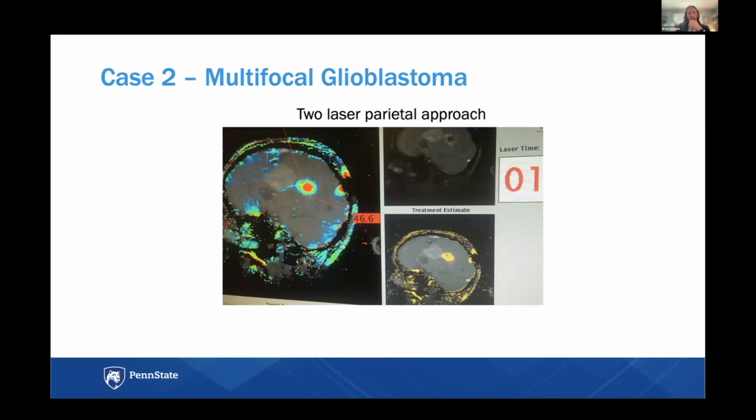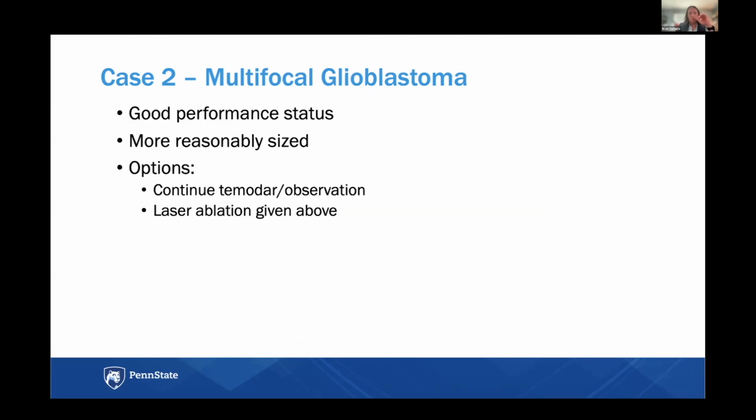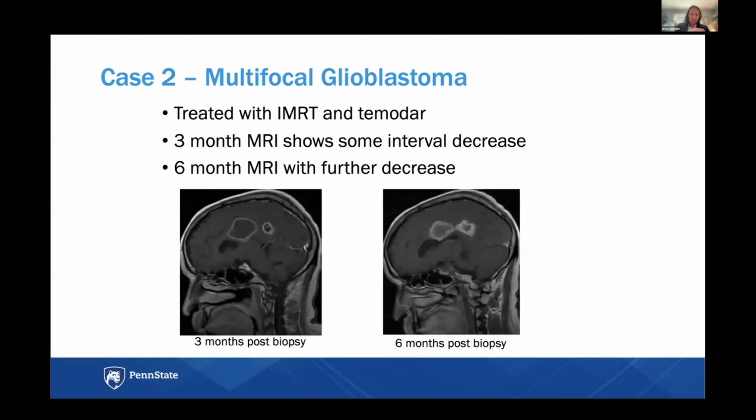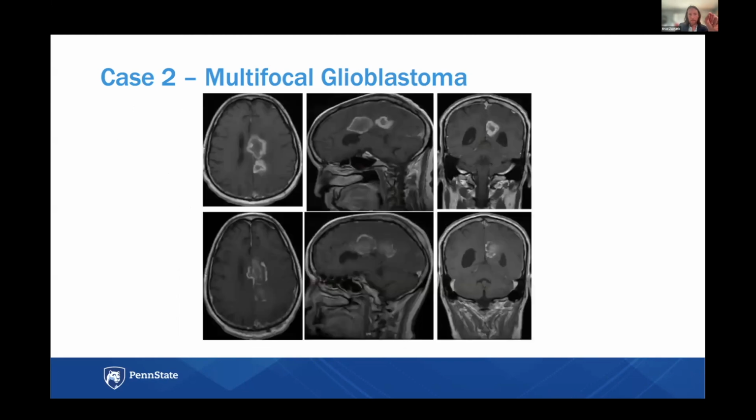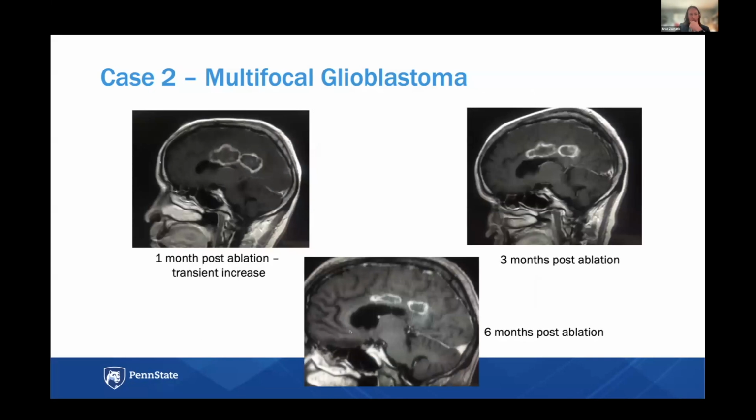And so what we opted to do here was a laser ablation. This happened to work out nicely. You can see that with a single trajectory, you're able to hit both of these lesions in the long axis, coming at it from posteriorly. You see this is the heating of the posterior lesion. We were able to also treat the anterior lesion. And this is the immediate after effect on the bottom. So the preoperative is on the top, the immediate after on the bottom, and you see the ablation zone.